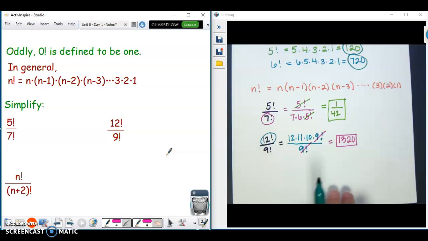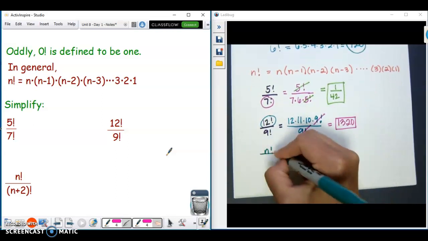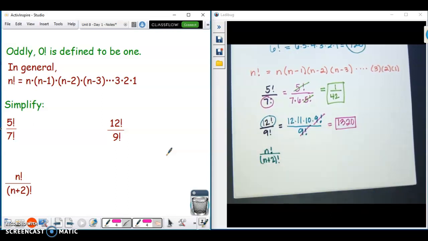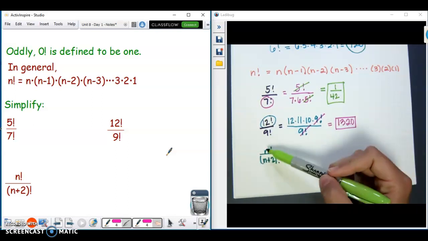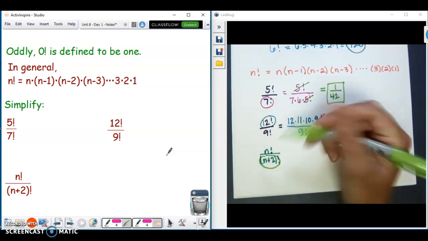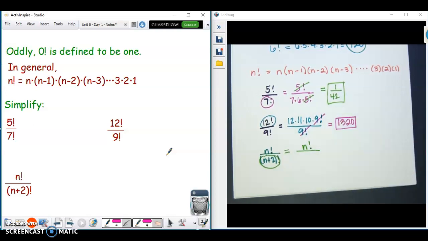And then the last one is with variables instead of numbers. So we have n factorial over n plus 2 factorial. Just like with the numbers, you want to pick the bigger one. So is n bigger or is n plus 2 bigger? Think about this: is 10 bigger or is 10 plus 2, 12, bigger? Well, n plus 2 is bigger. So we're going to keep the numerator just like it is. We're going to rewrite n plus 2.